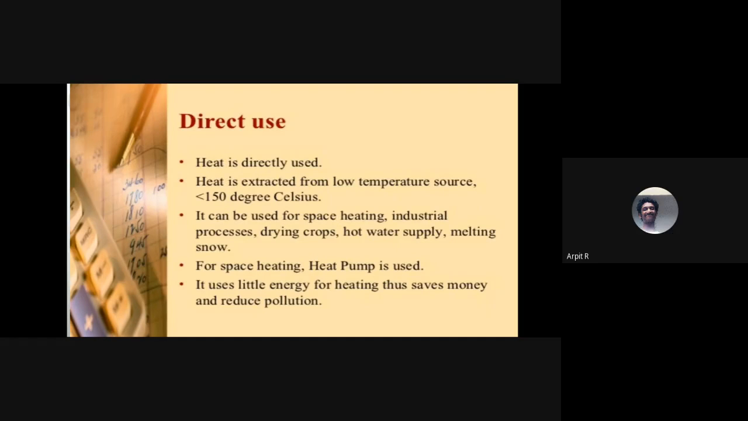Then a heat pump is used. It uses little energy for heating. This saves money and reduces pollution. It uses little energy for heating, saves a lot of money and reduces pollution. It is an advantage of geothermal energy also.